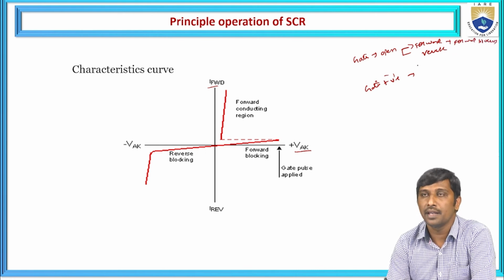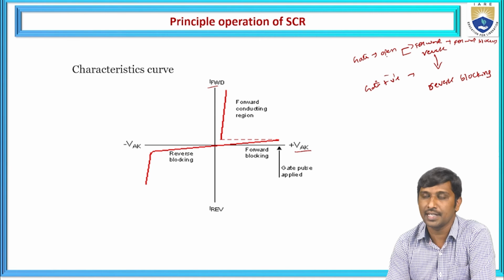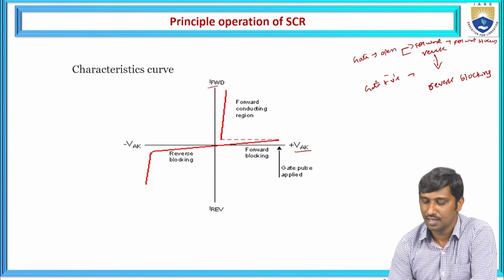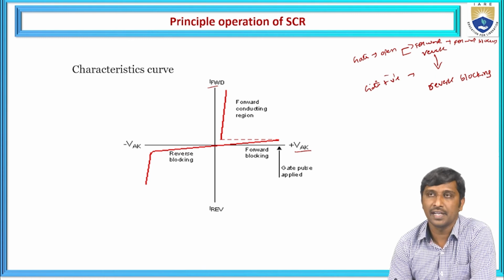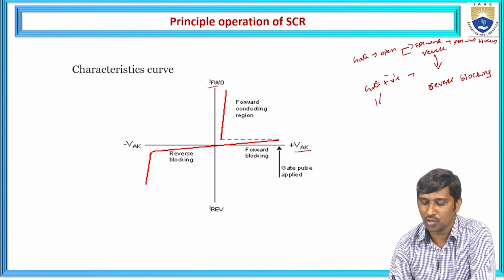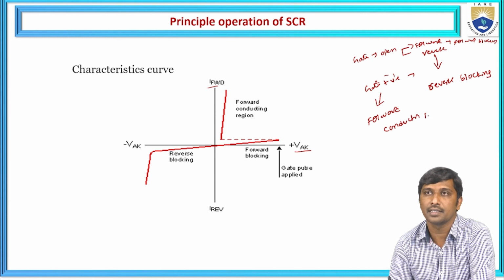When the gate is open and we apply the reverse bias voltage, we observe the reverse blocking mode. In both cases, when the gate is open, the SCR is non-conducting under the forward biasing as well as the reverse biasing. Under the forward biasing, it is called forward blocking mode, or forward off state. Under the reverse biasing, it is called reverse blocking or reverse off state. But when the gate is given some positive voltage, only then is the SCR conducting, and this state is called the forward conducting state.